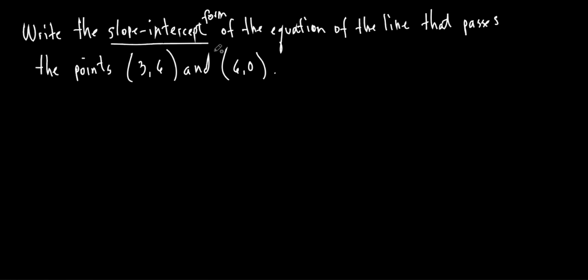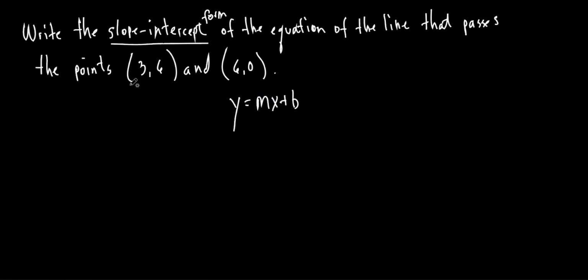So what is the slope-intercept form? We talked about this a lot yesterday. What is it? Y what? Speak up, I didn't hear you. Very good. Y equals mx plus b. So that's what we want to do.